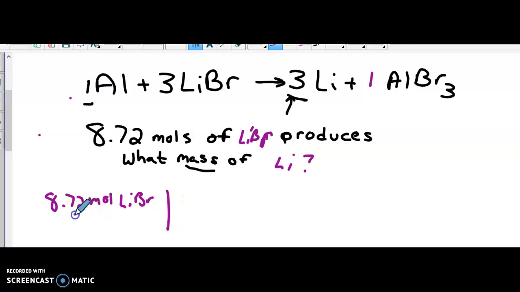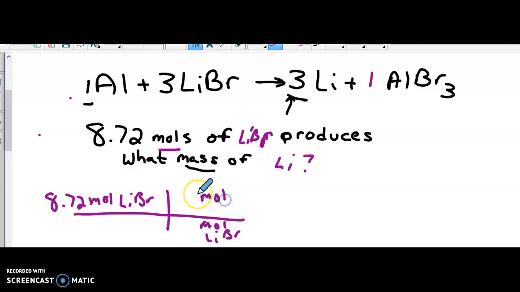We have 8.72 moles of lithium bromide. Since our given is in moles, we don't have to convert it to moles. We know we're going to have moles of lithium bromide down here. After your given is in moles, or if it starts in moles, this is where you have to do your mole ratio.